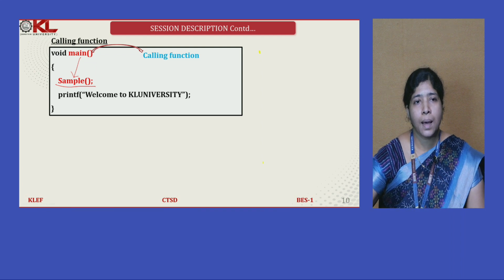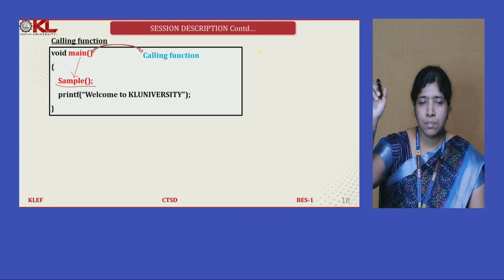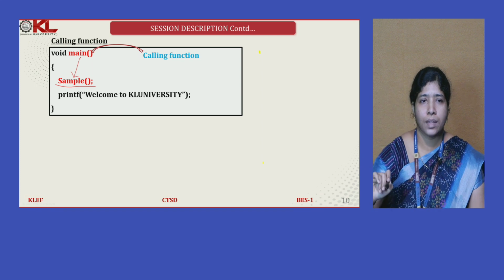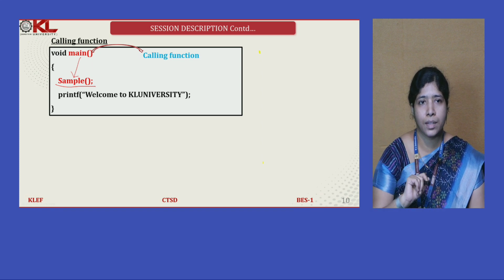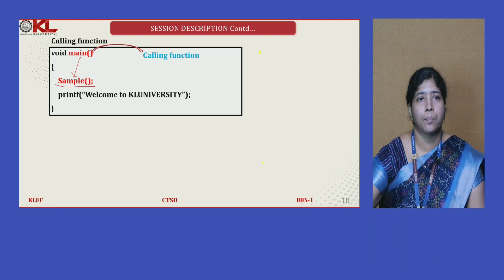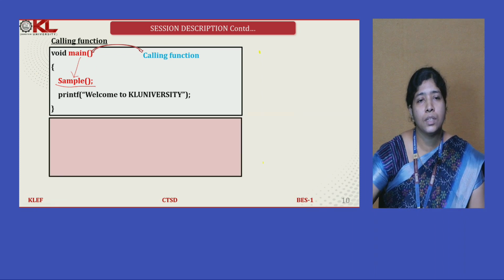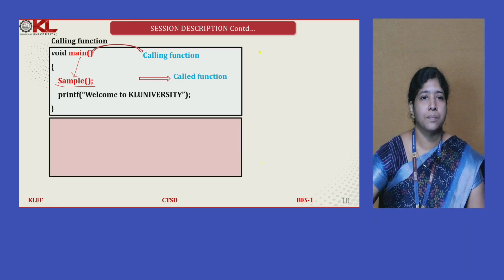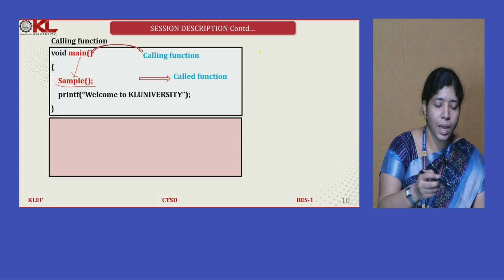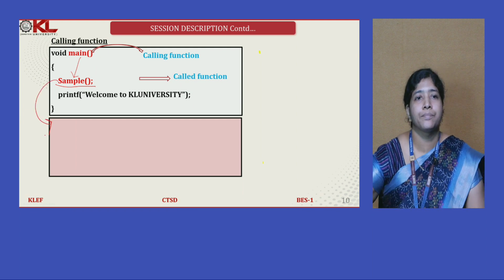That means sample is the one which is invoked by the main function. Like I am main, I am switching on the fan there. That means I have invoked the fan. In the same way, main is the function which is invoking sample. So main is known as the calling function and sample is known as the called function. Immediately the pointer of execution, the line of execution, jumps to the user function.